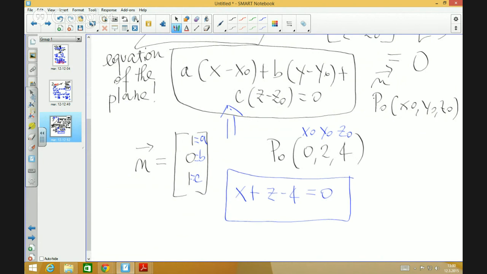Any point x, y, z whose coordinates solve this equation is going to be on the plane. Note the point 0, 2, 4 is on the plane, because if x is equal to 0 and z is equal to 4, then 4 minus 4 is equal to 0. Cool.